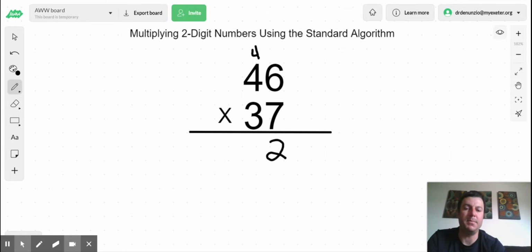Right now, I am not concerned with this 3 at all. Right now, I'm just doing the ones, which I just did. The 3 does not exist. Pretend it's not even there right now. 6 times 7 is 42. Here's your 42. Remember, a 4 in the tens column is 40, so 42.